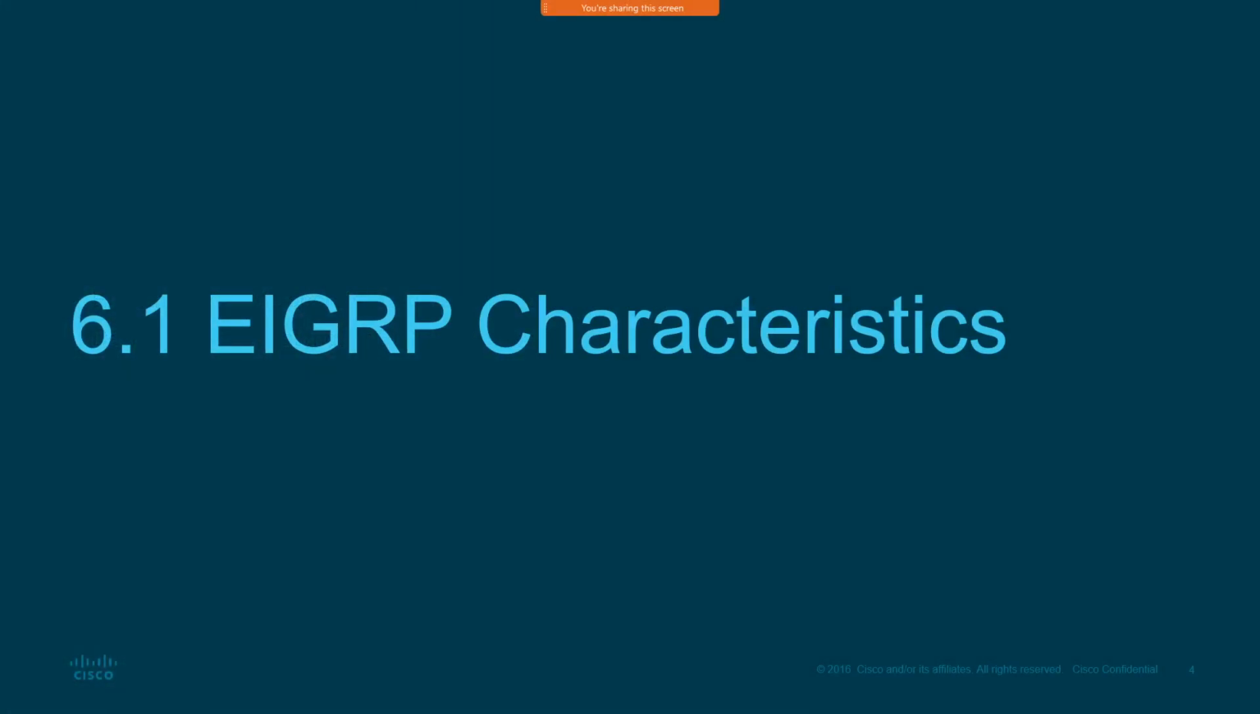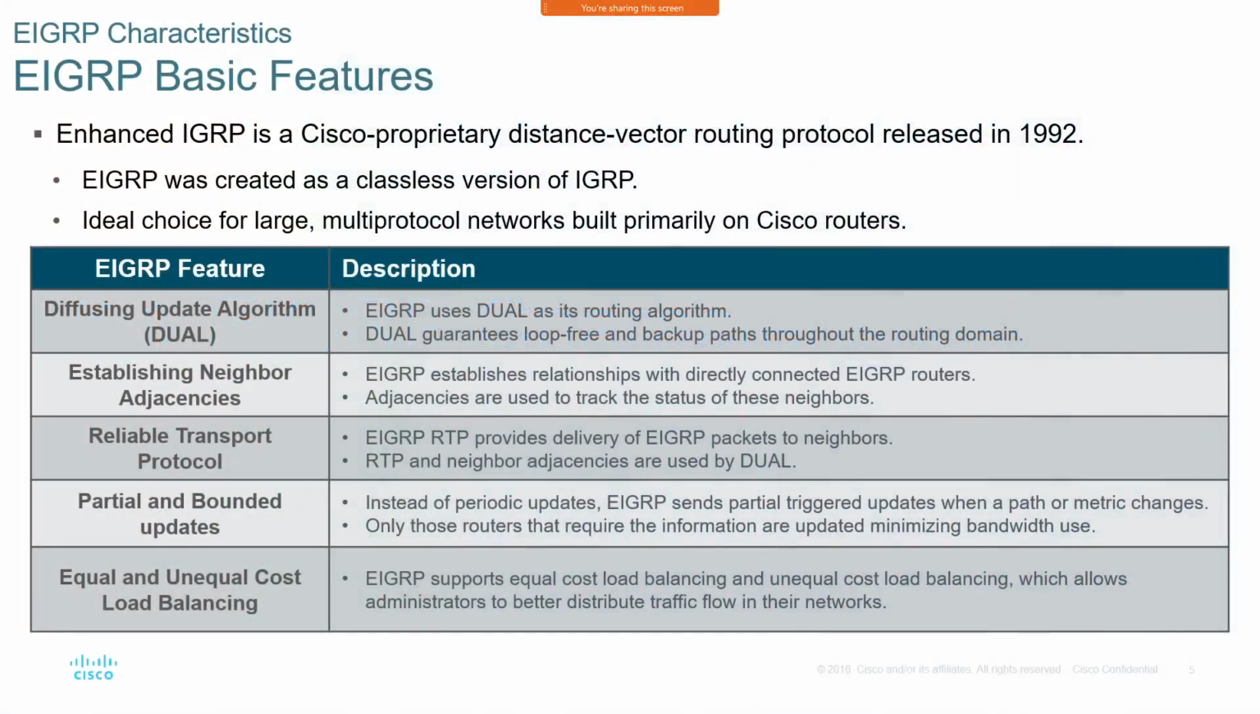Okay, let's get started with the first topic of the week, which is EIGRP characteristics. Now, EIGRP is an enhancement to IGRP. The original standard was called IGRP. It was a Cisco proprietary distance vector routing protocol released in 1992. So Cisco created EIGRP. However, Cisco actually opened the standard in 2016.